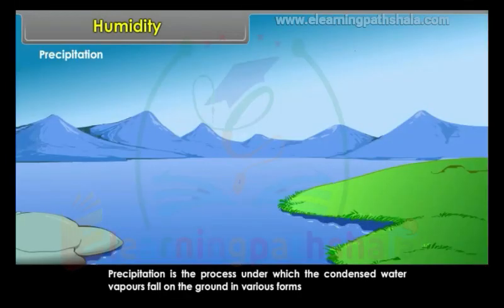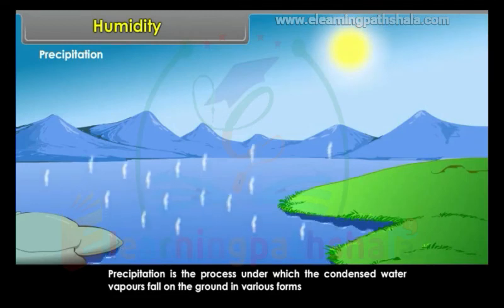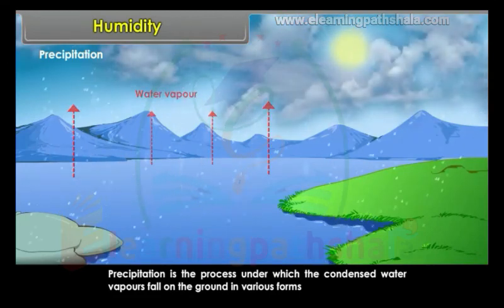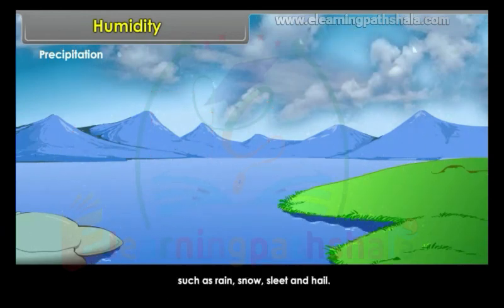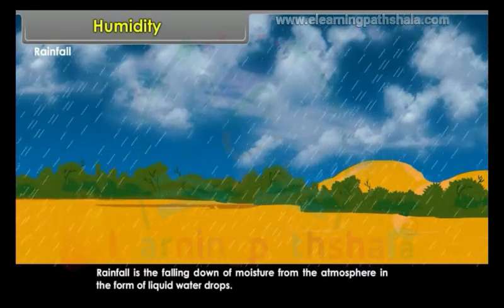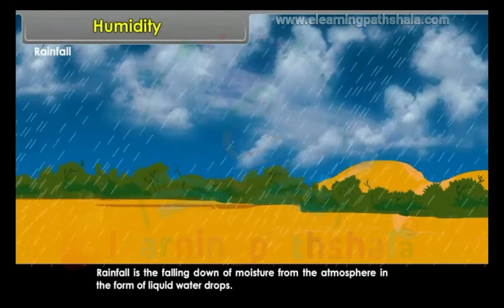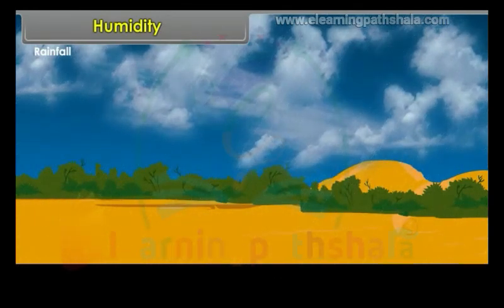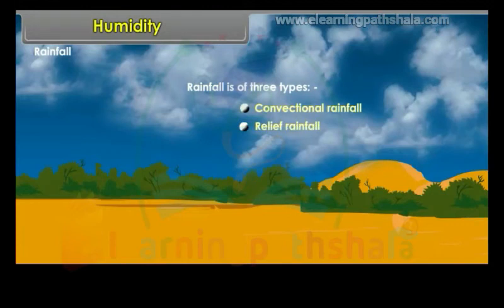Precipitation. Precipitation is the process under which the condensed water vapors fall on the ground in various forms such as rain, snow, sleet, and hail. Rainfall. Rainfall is the falling down of moisture from the atmosphere in the form of liquid water drops. Rainfall is of three types: convectional rainfall, relief rainfall, cyclonic rainfall.